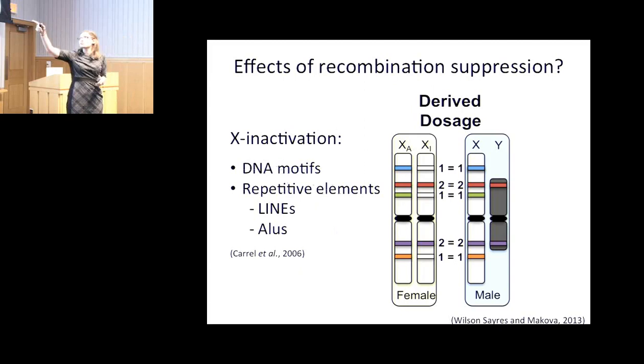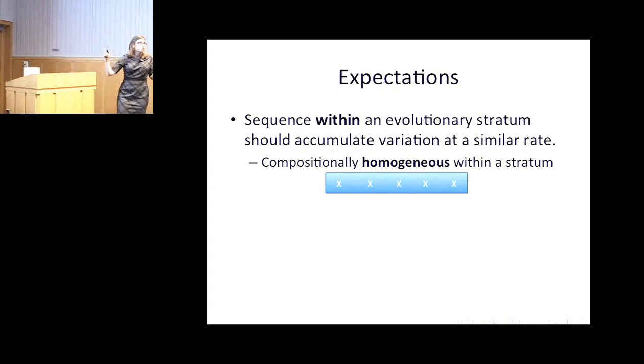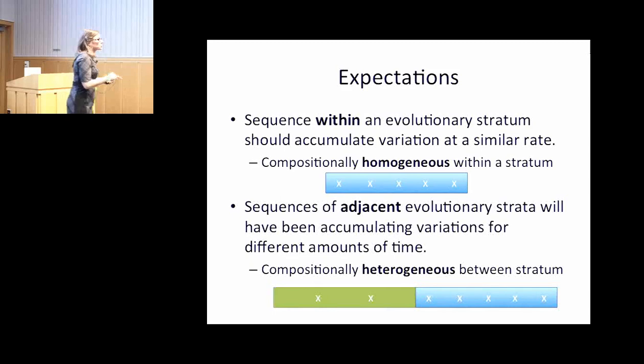Some work from my thesis lab showed that genes that are subject to inactivation accumulate certain DNA motifs around them. Specifically, genes that are silenced tend to accumulate LINE elements around them, and genes that escape inactivation have Alu elements around them. And so what we can come up with are some expectations. That sequence within an evolutionary stratum, within one of these inversions, will have been accumulating mutations and elements related to X inactivation for the same amount of time. So it will be compositionally homogeneous within that stratum, but heterogeneous from the neighboring strata, which will be accumulating mutations and differences and repetitive elements for a different amount of time.